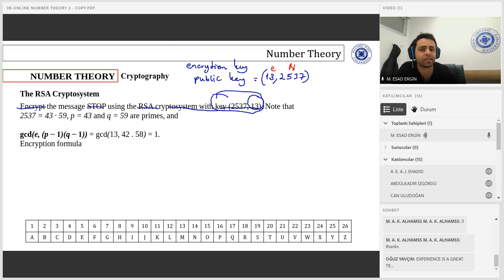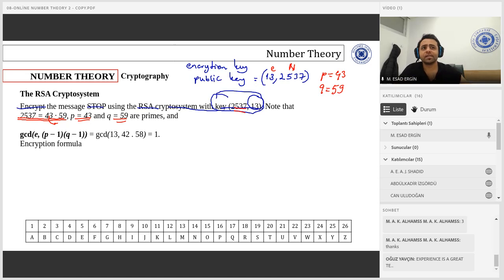How do you understand that one is n? Because e is generally smaller than n, because n is the multiplication of two different prime numbers. For example, it is already given in our question. The prime numbers are p equals 43 and q equals 59.